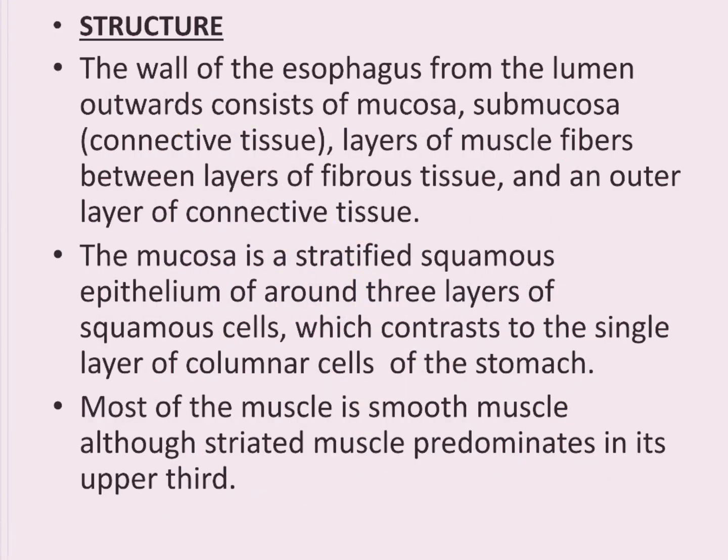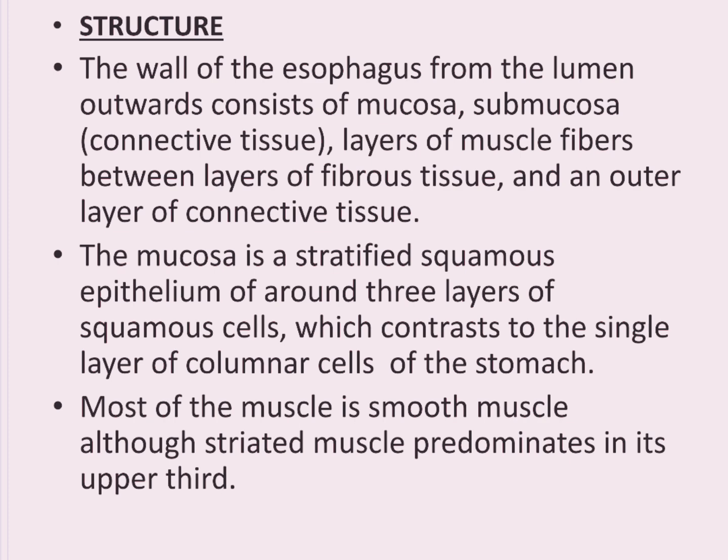Next, what is the structure of the esophagus? The wall of the esophagus surrounds the lumen. It has a mucosa, a layer of muscle fibers, a layer of fibrous tissue, and an outer layer of connective tissue. It is all made up of mucosa, submucosa, fibrous tissue, and an outer layer of connective tissue.